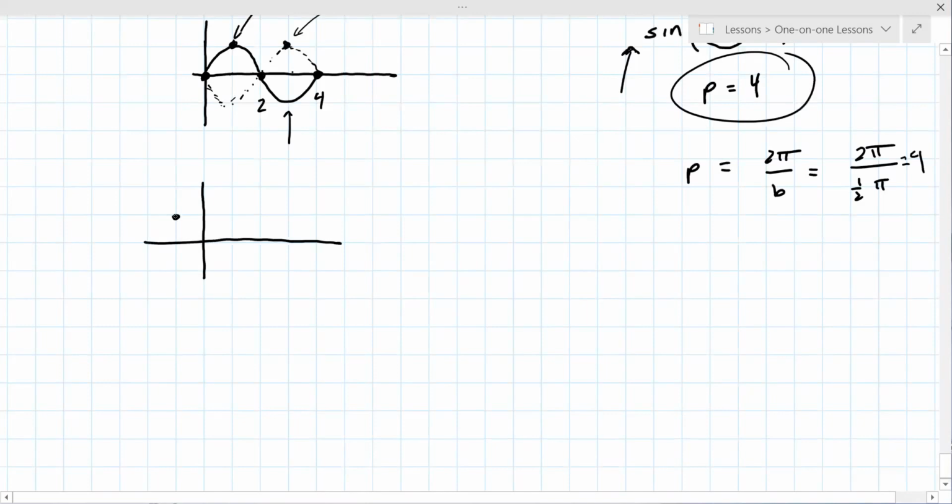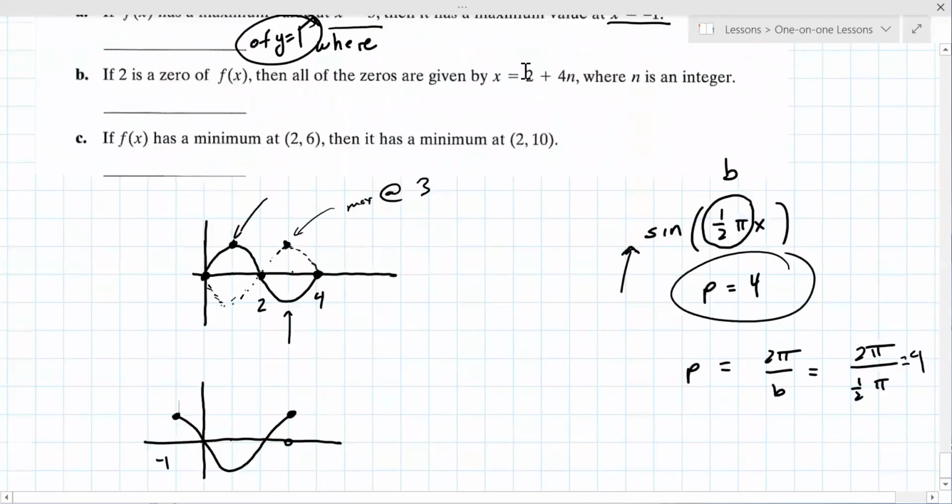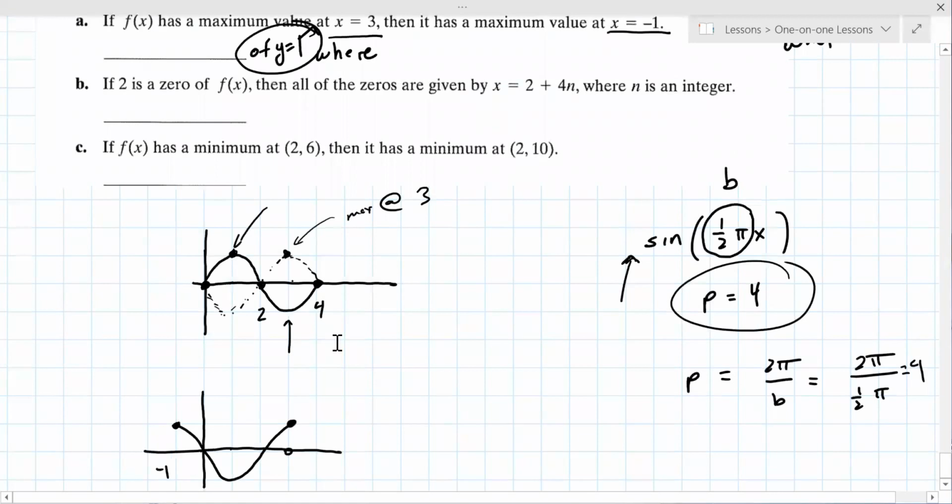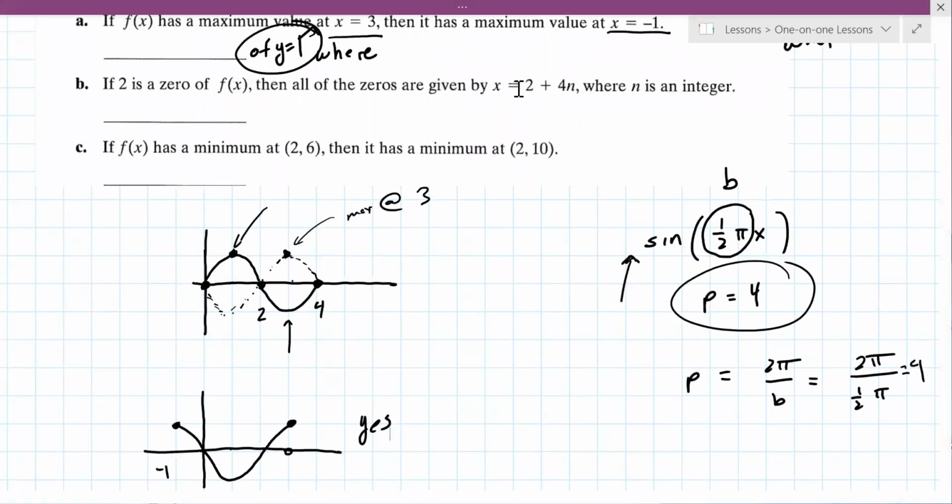So here's the max at -1. And we know that one full period gets us here, so we have to return back to that place right there. So is it possible that the graph does this? Yeah, that's reasonable. Now, does it have a max at -1 and a max at 3? Yes. So that is possible.